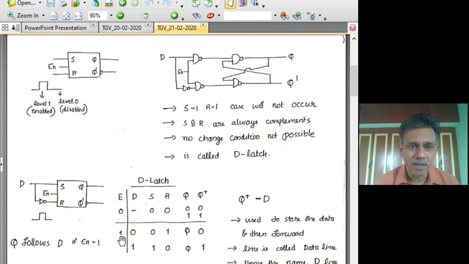So when it is enabled, Q plus will simply follow the D input. When D is 0, Q plus will be 0. When D is 1, S will become 1 and R will become 0, and this is a set condition. Whatever may be the value of Q, Q plus will become 1. So what we understand from that is, Q plus takes the same value as D whenever the latch is enabled.